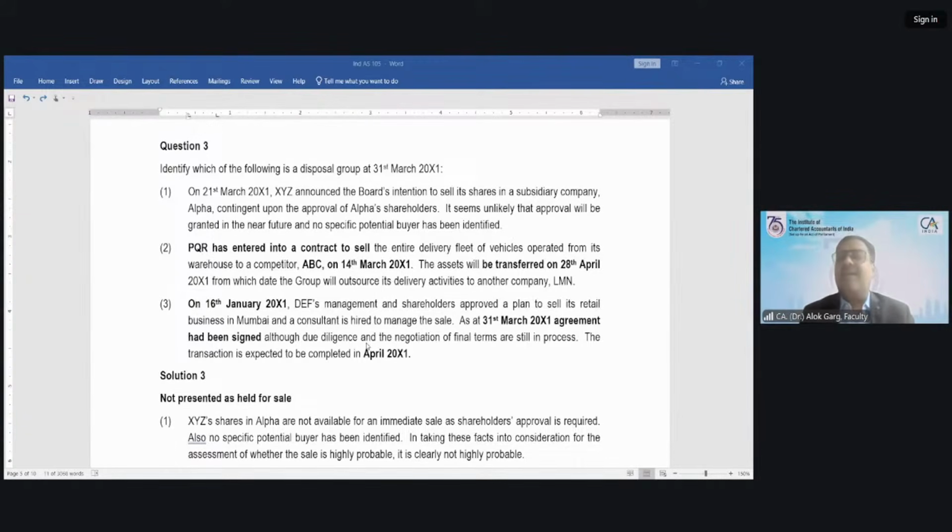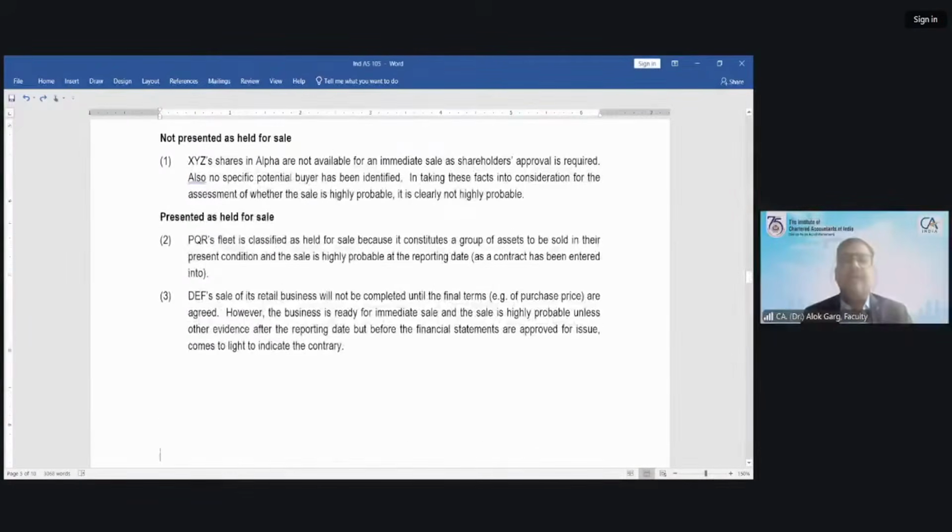So basically, in this case, of course, until and unless some contrary things are there, the sale of retail business, let's see what the answer is saying. It is saying that the sale of retail business will not be completed until the final terms, for example purchase price, are agreed. However, the business is ready for immediate sale and the sale is highly probable, unless other evidence comes to light after the reporting date but before the approval of financial statements to indicate the contrary. If after the reporting date something happens, they will not back out until and unless some big issue is there, correct?